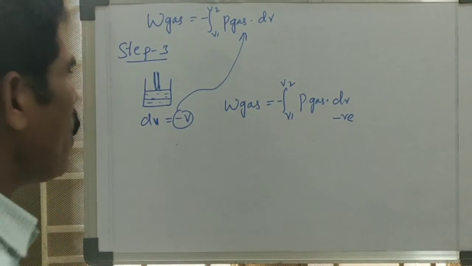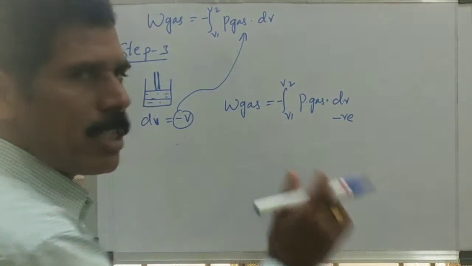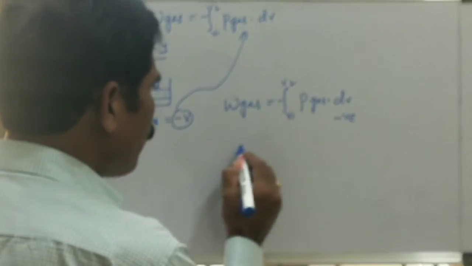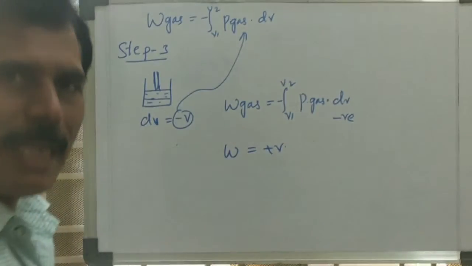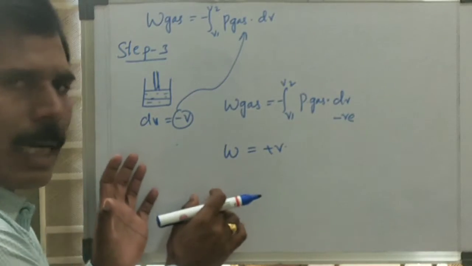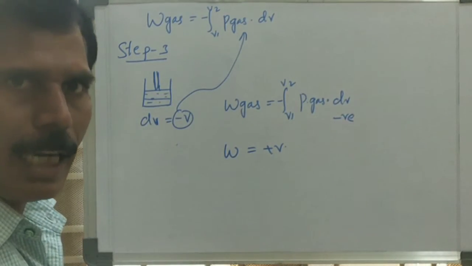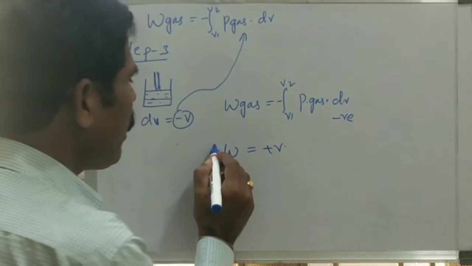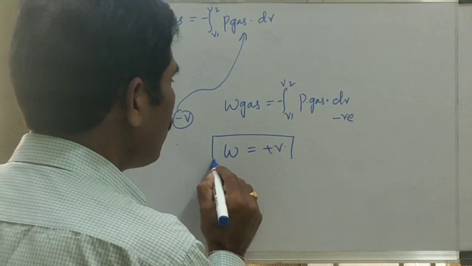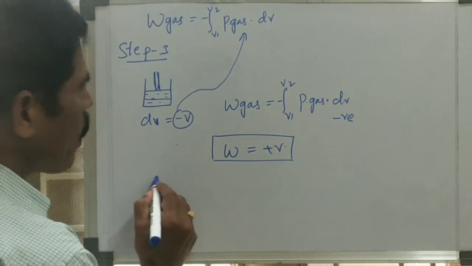If dV is negative, so negative into negative means what? Minus into minus, that is positive. Therefore, W is equal to positive. It means that work done on the system or work done on the gas gives positive, right? So let me write here.